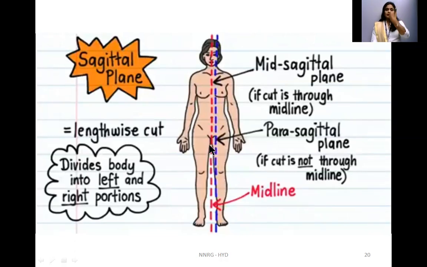Sometimes when you are cutting through the midline, it may not be exactly at the center. It may be a bit towards the left or a bit towards the right. When it is not exactly at the center, that's called a parasagittal plane. So an exact cut through the midline is the sagittal plane, and if it is not exactly at the center, either side, then it is a parasagittal plane.